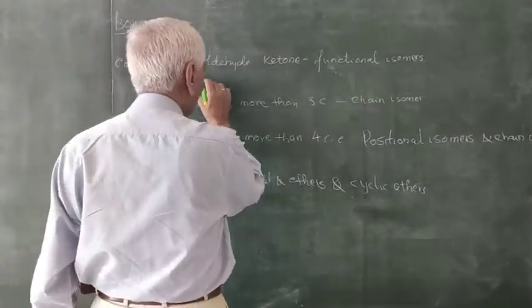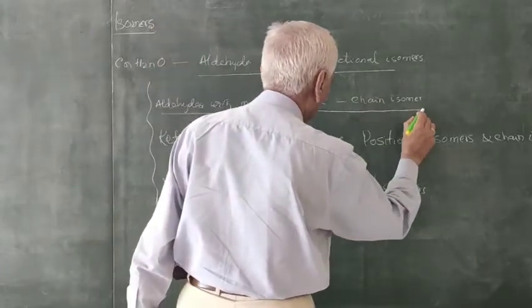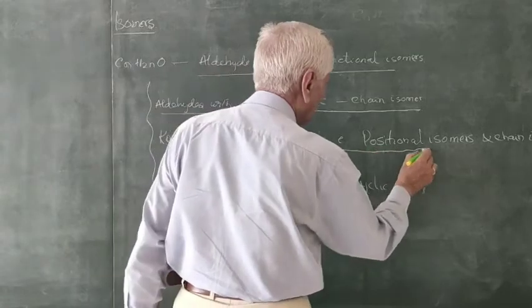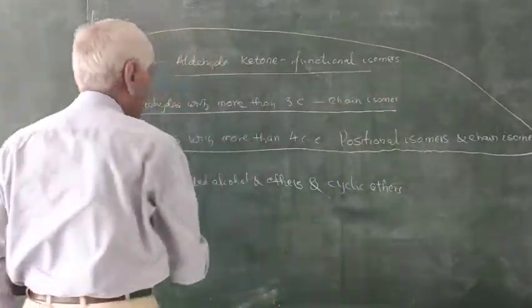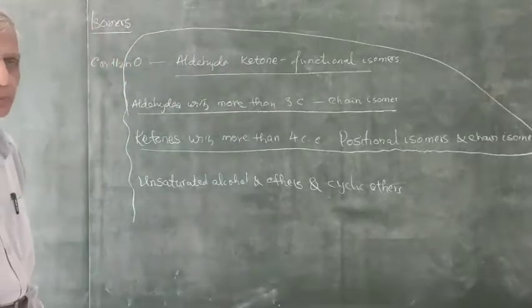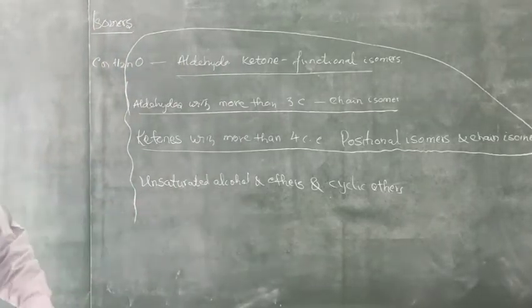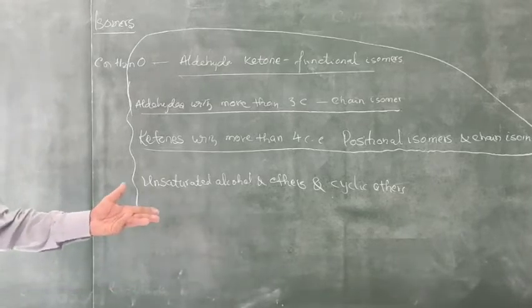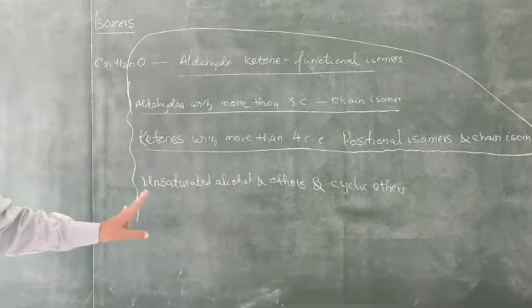Aldehydes, ketones, functional isomers. Aldehydes having more than 3 carbon atoms, they show chain isomers. Ketones with more than 4 carbon atoms, they show position isomers and chain isomers. This is sufficient to know for the PUC second year annual examination. Beyond this, questions may be asked in the CET or NEET exam, so accordingly you must cover this and answer.